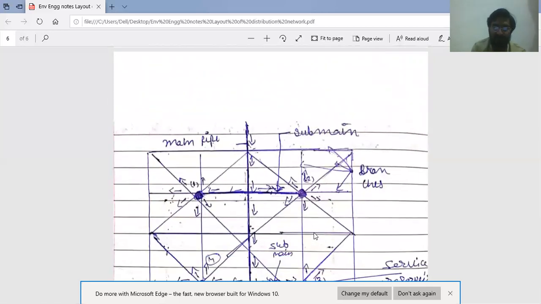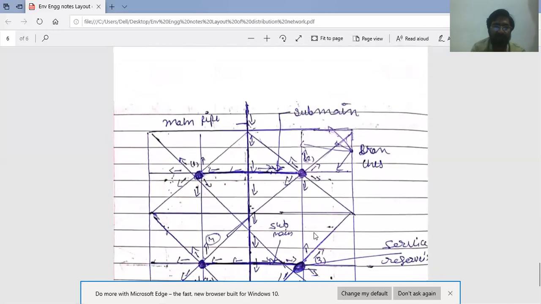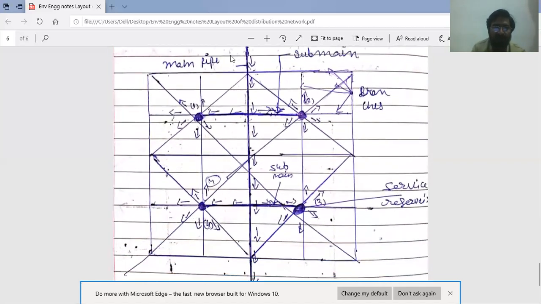This is the radial system. In this system, this is the main pipe, central pipe is main pipe, and this dark line, this and this line is submains. These are branches, and these four dots indicate service reservoir or distribution reservoir.